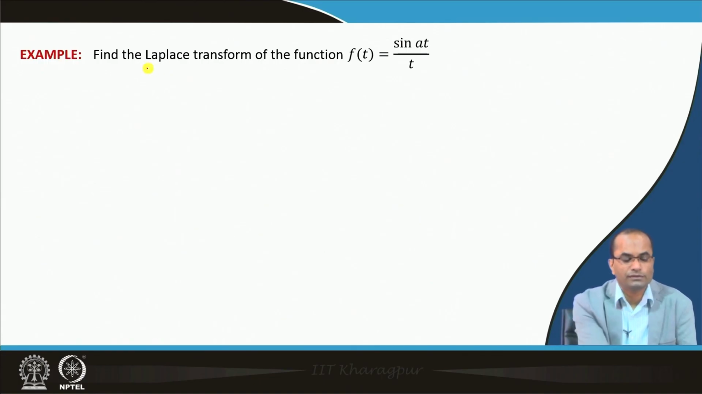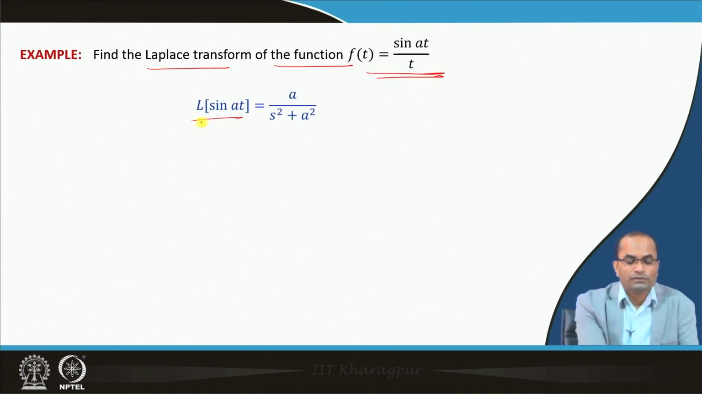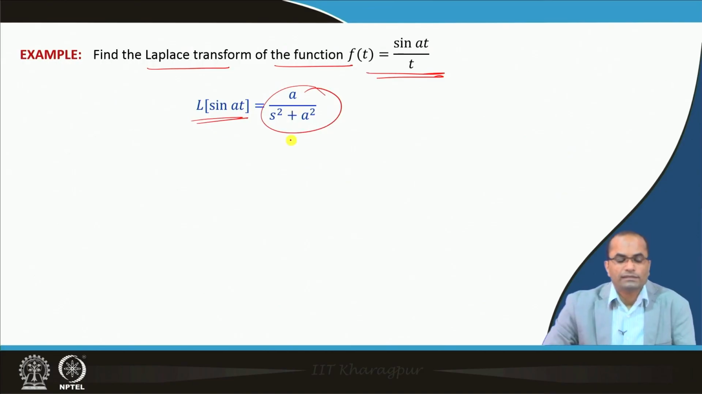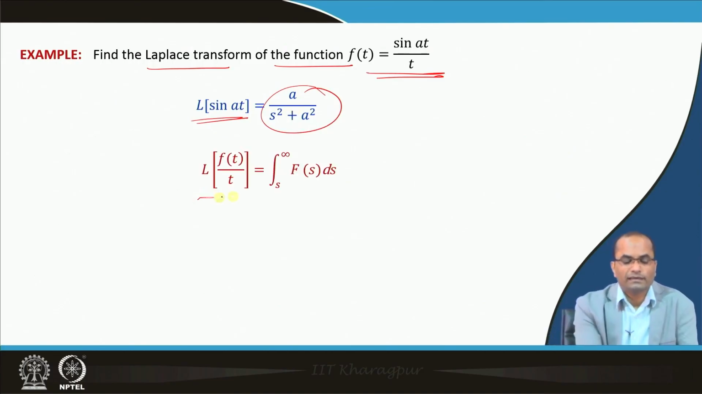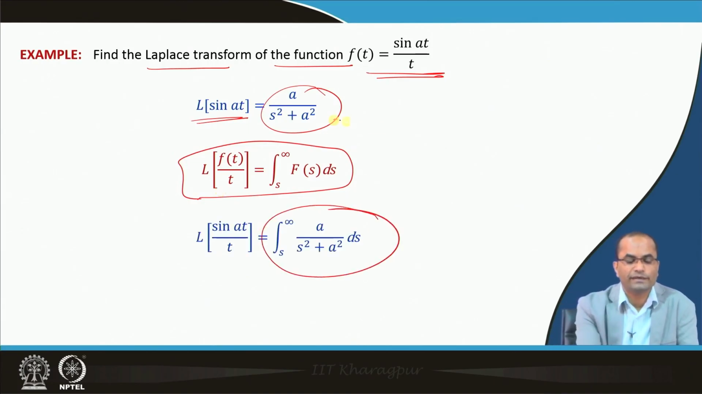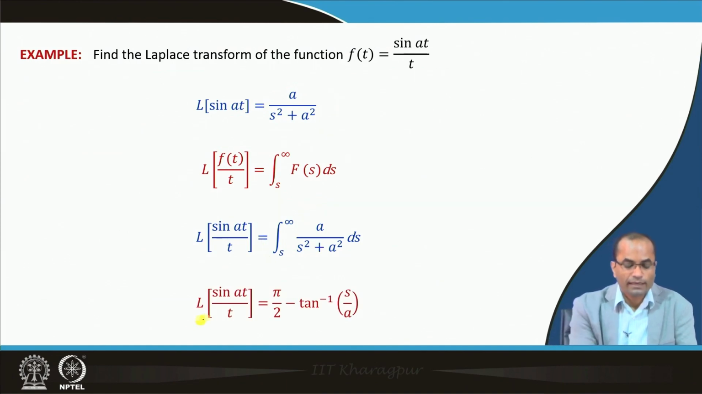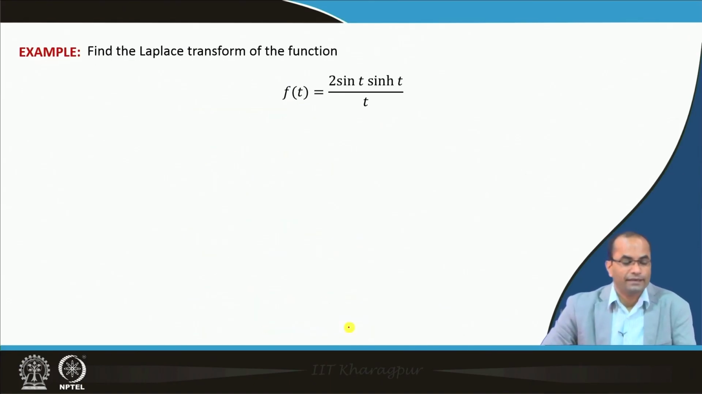So, we want to find, for instance, the Laplace transform of the function f(t) as sin(at)/t. The Laplace of sin(at) we know is a over s squared plus a squared, and then we can apply this property of the Laplace transform. That means we just integrate the Laplace of sin(at), that is the integral from s to infinity of a over s squared plus a squared ds, and that means the Laplace of sin(at)/t is pi by 2 minus tan inverse of s over a.